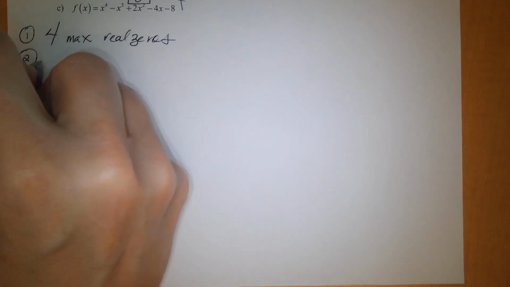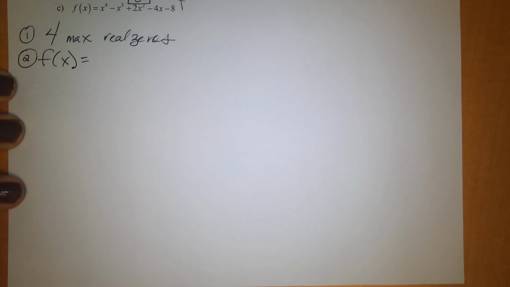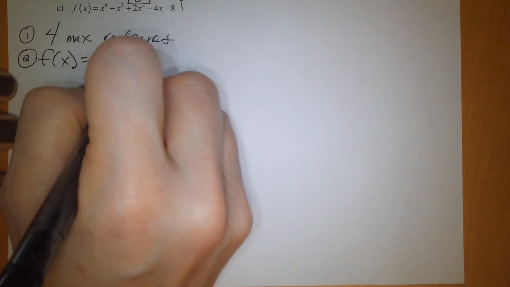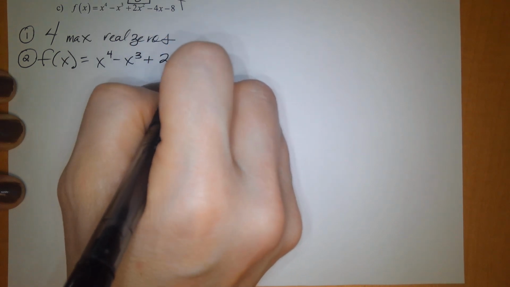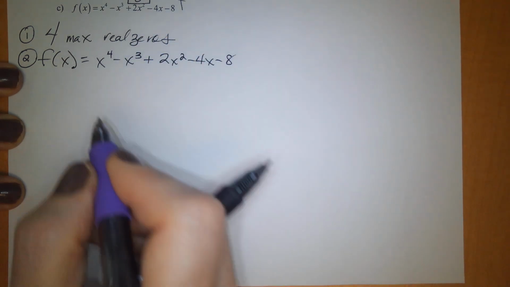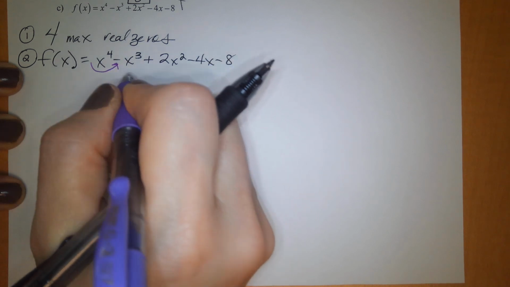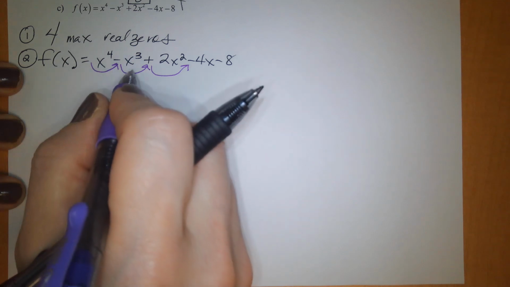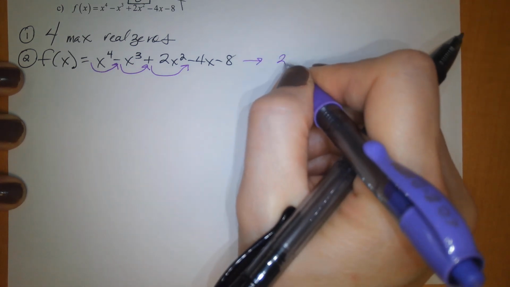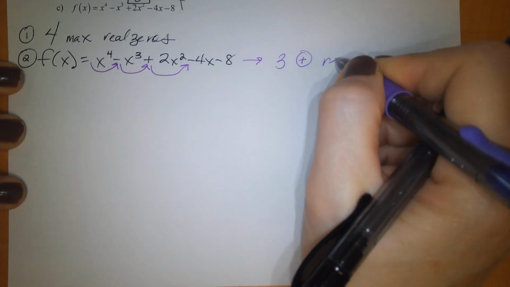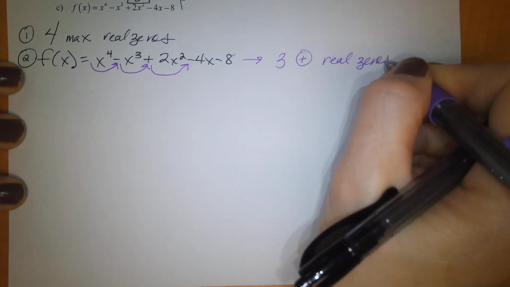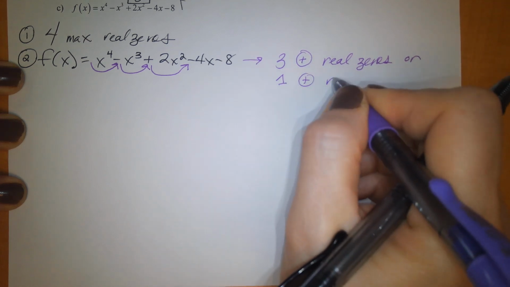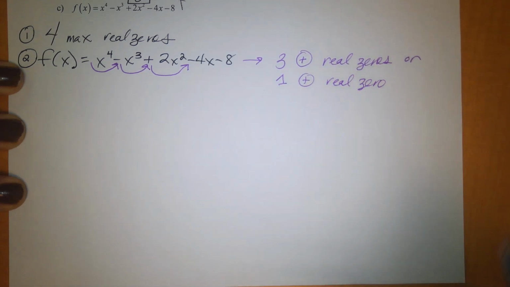Now let's look at the sign changes to determine whether they are positive or negative. In the original function, f of x, how many sign changes do you see? Positive to negative, negative to positive, positive to negative. So that's 1, 2, 3 sign changes. So that means I have up to 3 positive real zeros, or 2 less than that, which is 1 positive real 0.